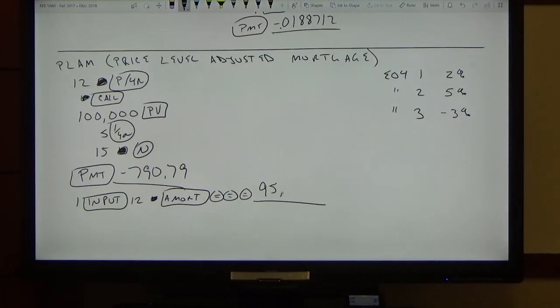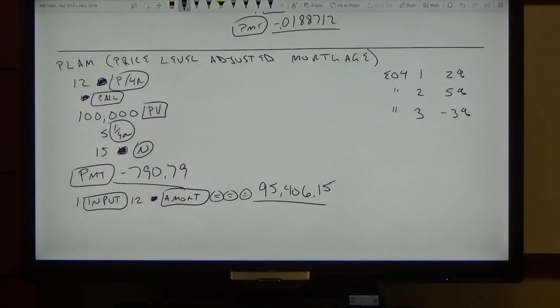And we get 95,406.15. Okay, so everybody's good with that. That's our ending balance at the end of the first year, with the normal mortgage payment of 790.79. So we've made no adjustments to anything at this point. Okay, we're good. That's our balance.